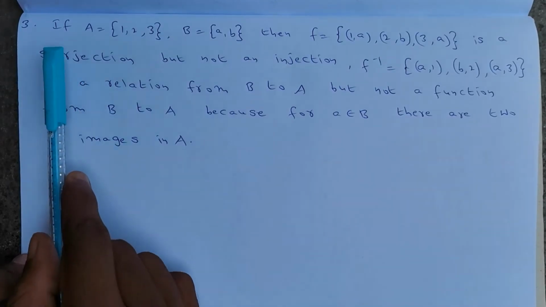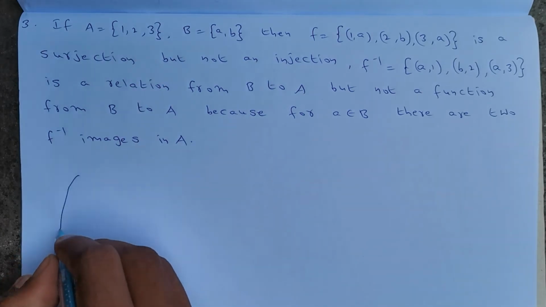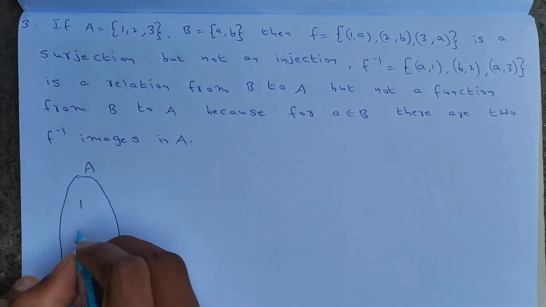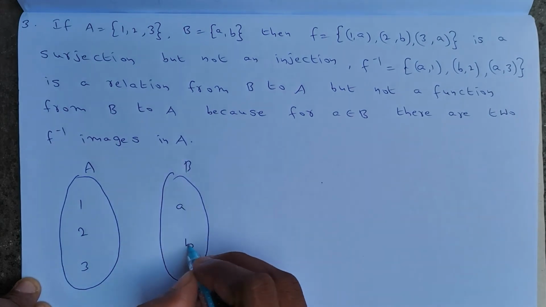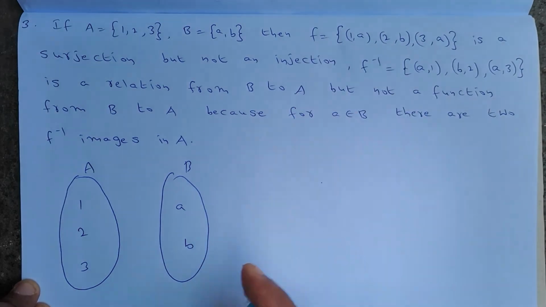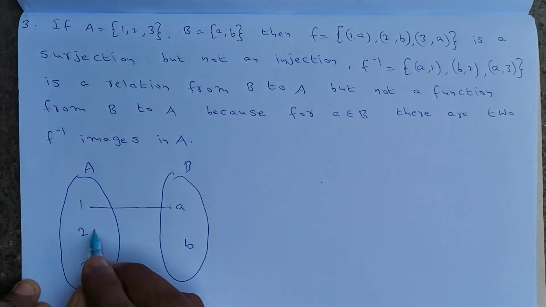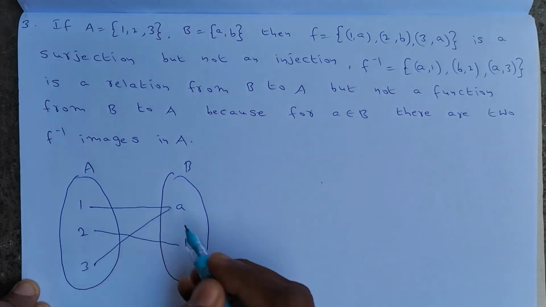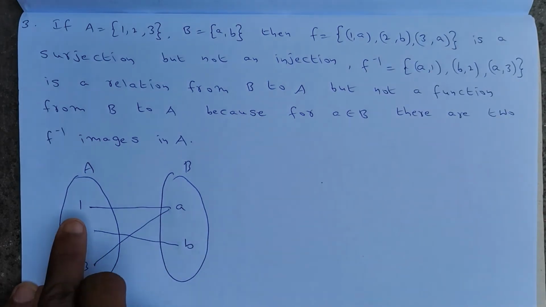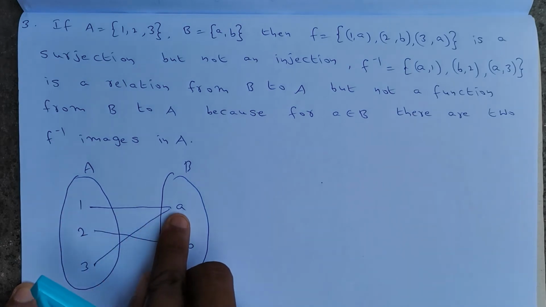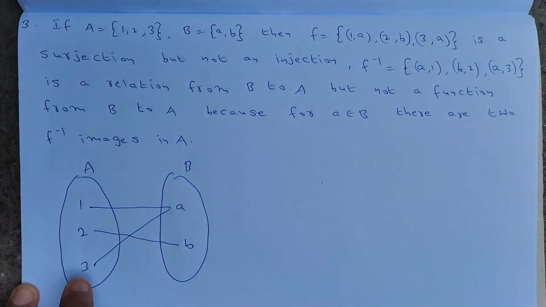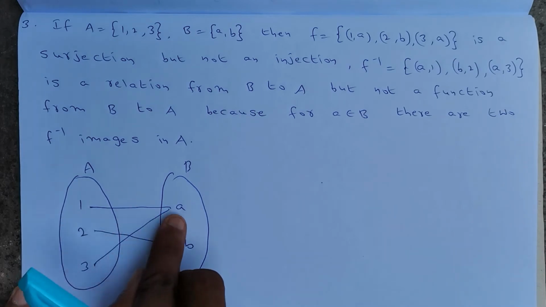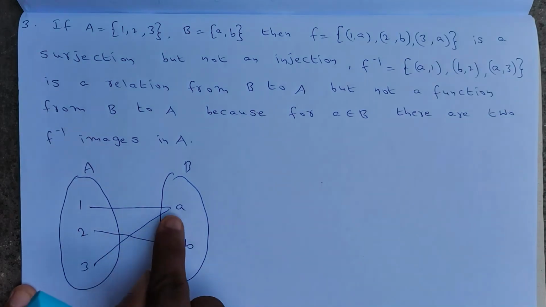Okay, next question. If set A is equal to {1, 2, 3}, set A has 1, 2, 3, and set B has A, B, and function F is given as (1, A), (2, B), (3, A). Now if we observe this clearly, 1 has image A, 3 also has image A. 1 and 3 both are having the same image A.